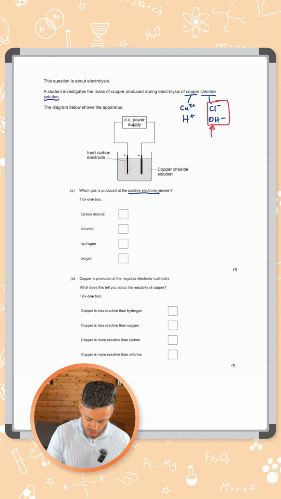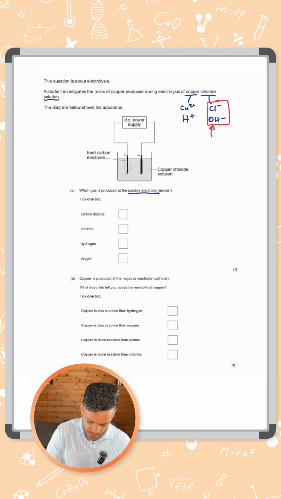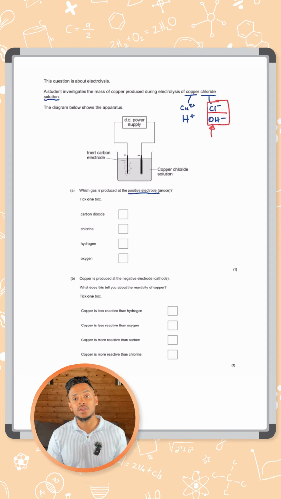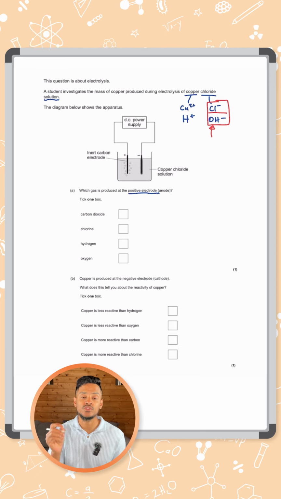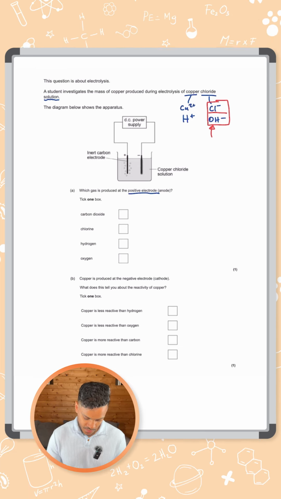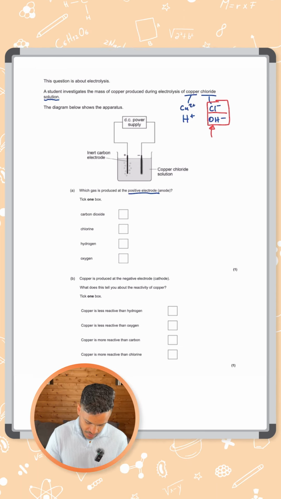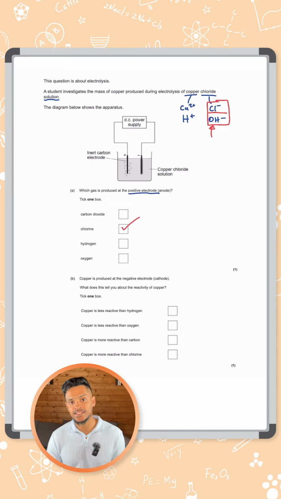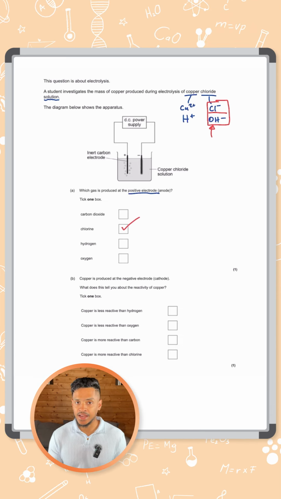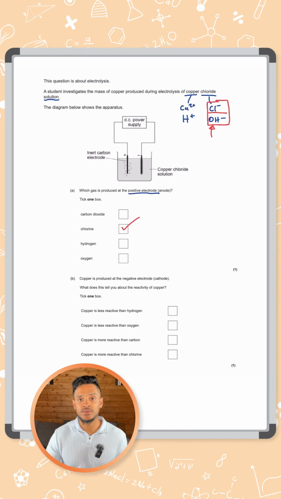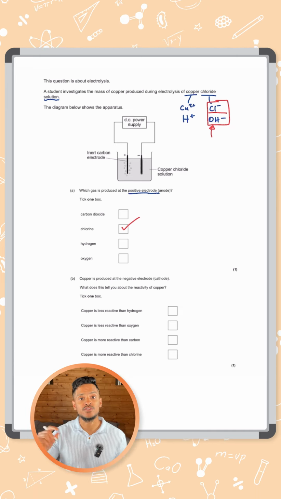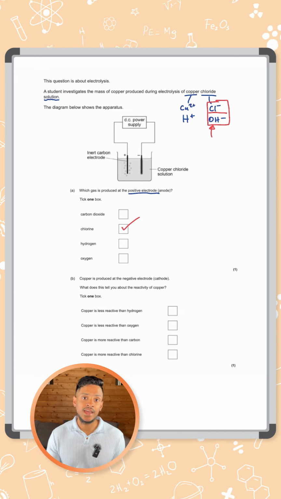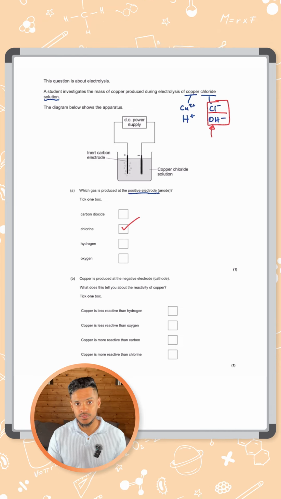So here, do we have a halogen? Yes, we do. We've got Cl-, we've got chlorine, which is a group 7 element. So that's a halogen. That means the halogen will go to the positive anode and it will get discharged. So what you're going to get produced is chlorine gas there. If it wasn't a halogen, so if it was something else, let's say it was oxygen, then it would be the OH- that goes to the anode. And in that case, it's actually oxygen gas that gets produced.